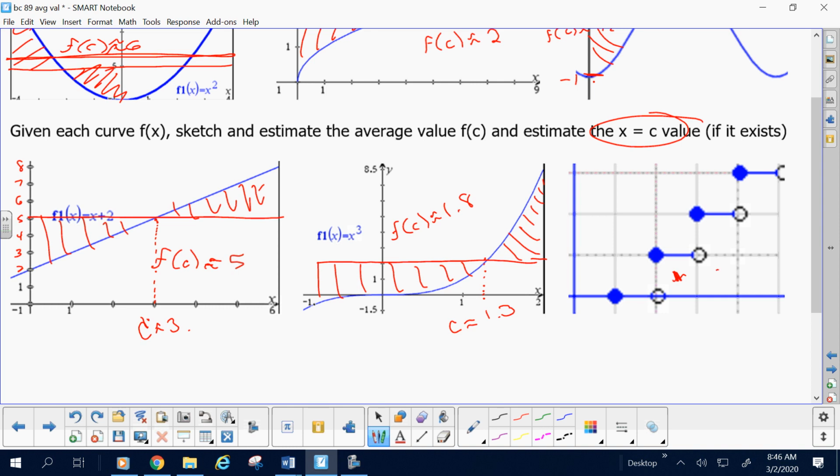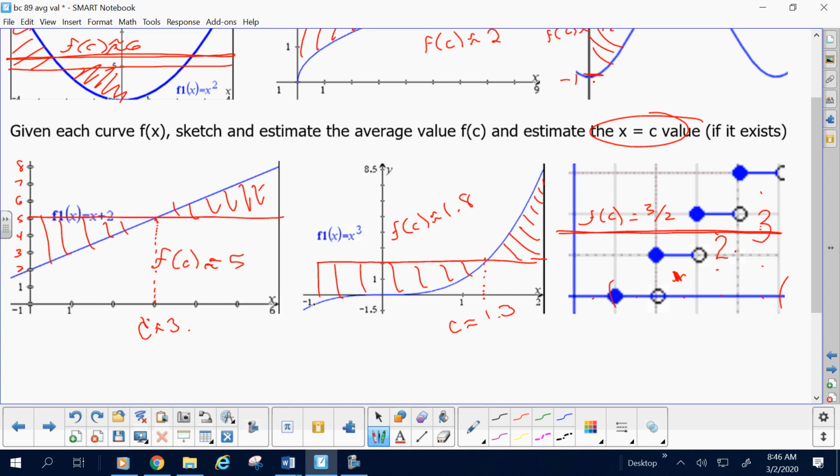This area, 1, 2. This area is 2. This area is 3. So you have a total of 6 divided by, actually, I think it's these 4. Sorry, I didn't make that clear. So, what's the average y value? 6 divided by 4. 3 halves, okay. So the average y value is in here. F at c equals 3 halves. That's the average y value.